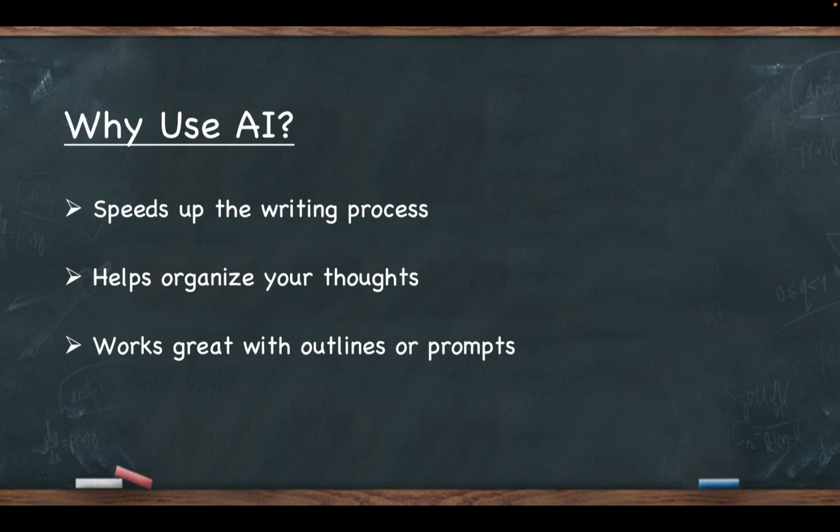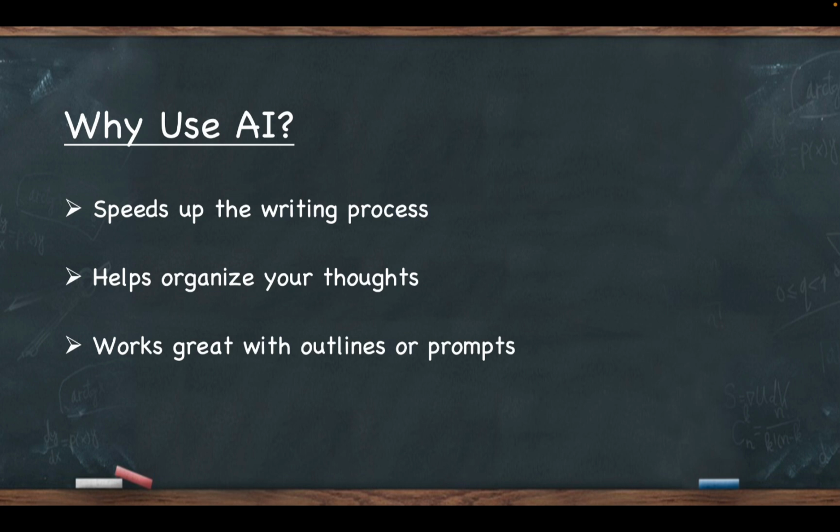Well, firstly, why should you use it? Firstly, it speeds up the writing process, makes it a lot faster. It helps you to organize your thoughts, and it works great with outlines or prompts, right? So if you're trying to generate content for your book and you want to use AI and you already have your outlines and you've already figured out what prompts to use, right? You just feed it to AI and AI will churn it out back for you. Remember that your thoughts, your idea is most likely original to you, right? And you're still going to edit this to fit exactly what your experiences have been.